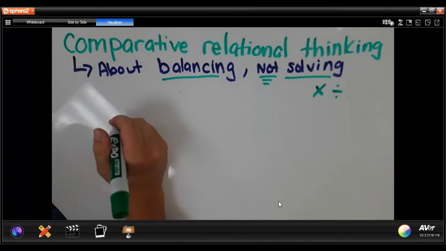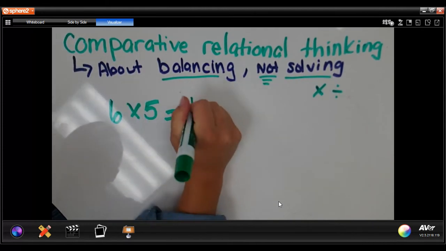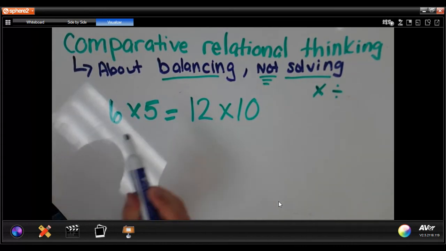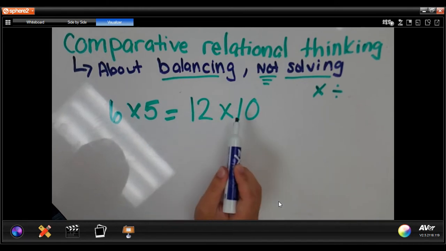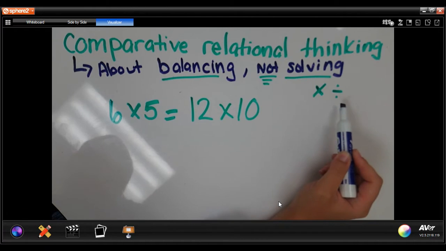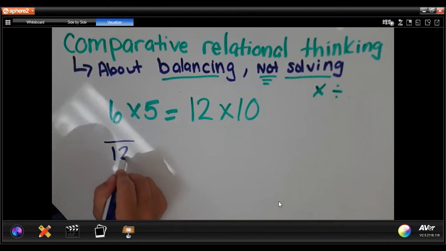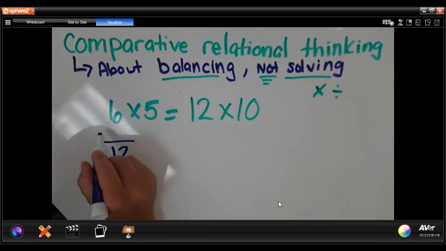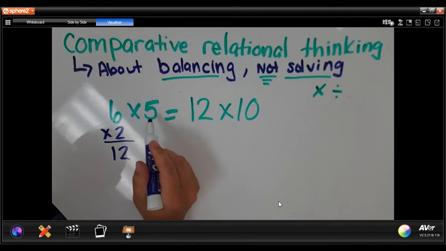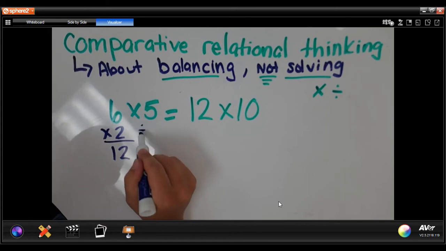Okay, the next one will be 6 times 5 equals 12 times 10. So I'm going to see how this left side compares to the right side. Remember, I need to use opposite operations, so I'm going to use multiplication and division. I'm going to find the relationship of 6 with 12. 6, I know times 2 will give me 12.